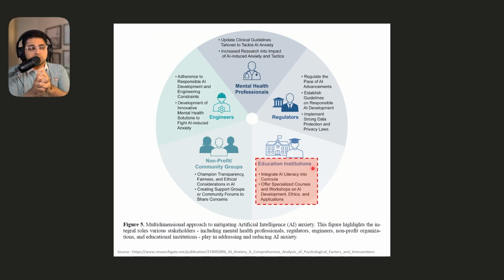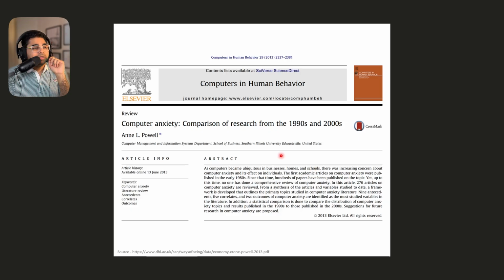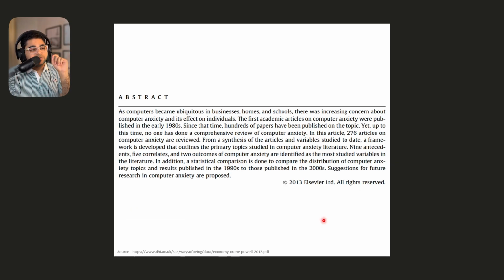But reading this paper was very interesting to me. And then I started thinking, did we have anxiety with technology before AI as well? And yes, I found another paper which talks about computer anxiety, a comparison of research from the 1990s and 2000s. Okay, so this particular paper compiles all the papers on computer anxiety, which came out in 2013. And let's read the abstract a little bit.